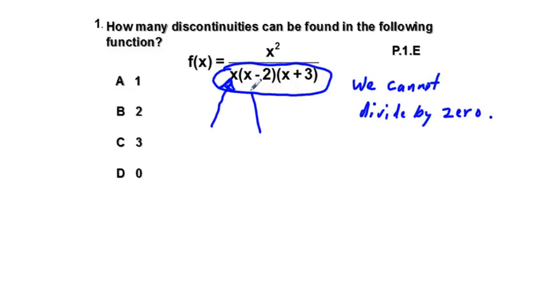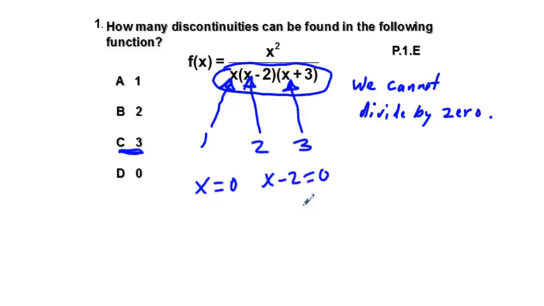Here we have this x, we got this x, we got this x. How many x's do we see? We see 1, 2, 3. Our first instinct should be that there are probably 3 discontinuities here. Indeed, if we have x equals 0, that's where one discontinuity occurs. We have x minus 2 equals 0, which means x cannot equal 2. X cannot equal 0. And x plus 3 cannot equal 0. So x cannot equal -3.